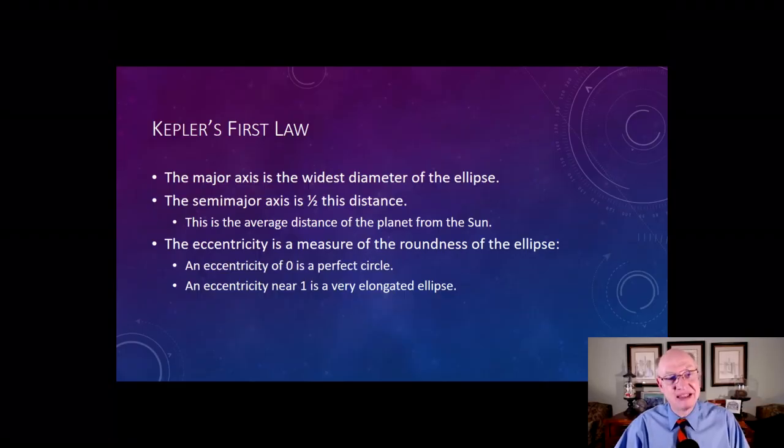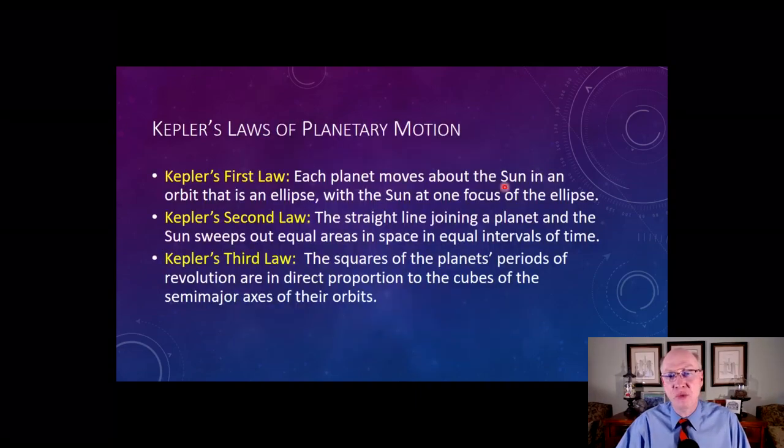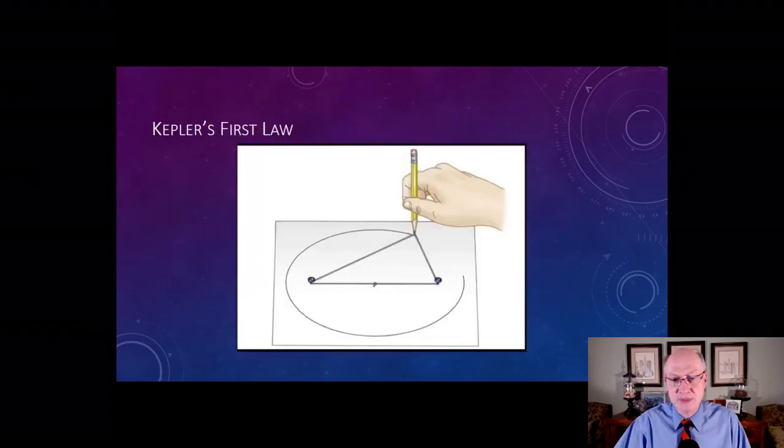Now it turns out that the semi-major axis also happens to be the average distance of the planet from the sun. And the way you can see that is imagine that the sun is sitting at one focus right here, because as I mentioned, each planet moves about the sun in an orbit that is an ellipse with the sun at one focus of the ellipse. So imagine that the sun sits at one focus of this ellipse and you've got this asteroid or comet going around the sun right here.